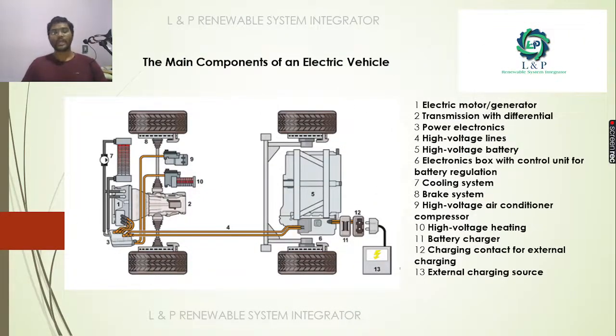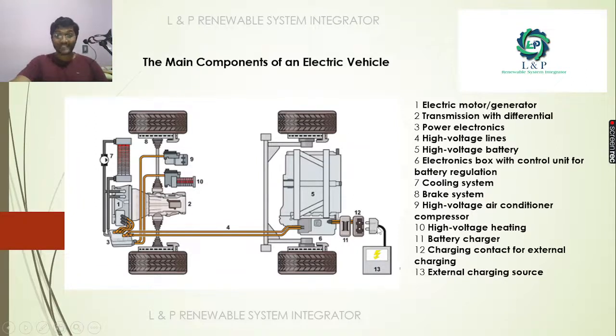So what are the main components of an electrical vehicle? The first and foremost part is the electric motor, which itself acts as an alternator or generator as well. We have a transmission, that is the second one. The third is the power electronics, the most important component, which has the inverters and converters inside it. Then high voltage lines, high voltage batteries, and sixth is the electronic box with the control unit for the battery regulation. And we have the cooling system as well.